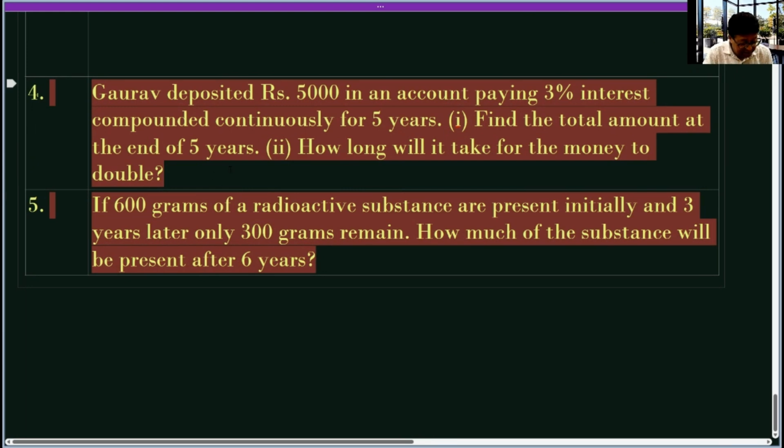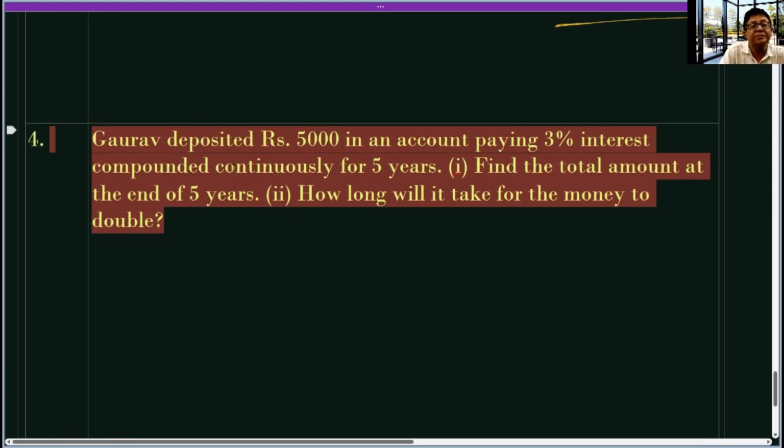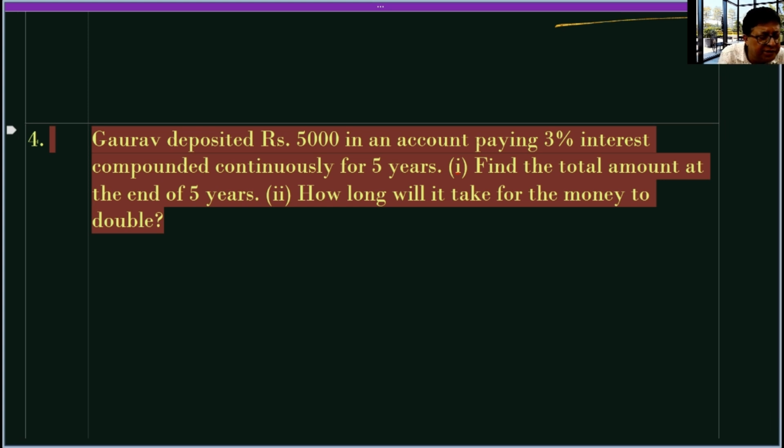This is application in commerce and economics. Gold deposited in an account paying 3% compound interest. This is the topic which you have done in class 11, compound interest. But this time we are following an easier method. Just by using the table, we can get it very fast. And we can write this one as a growth problem. It's a growth problem. Amount, we are paying 3% interest over there.